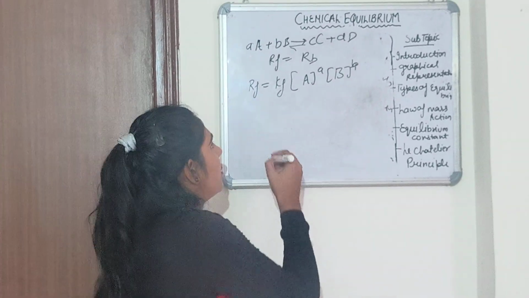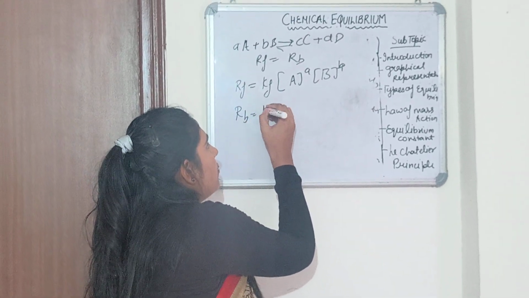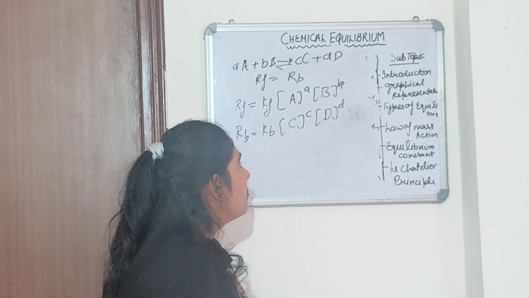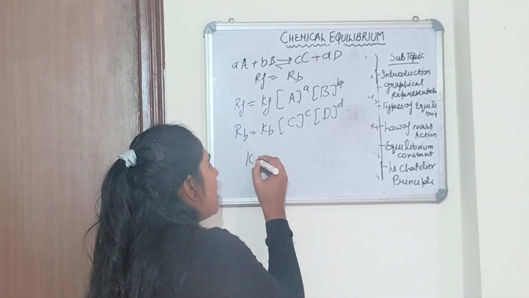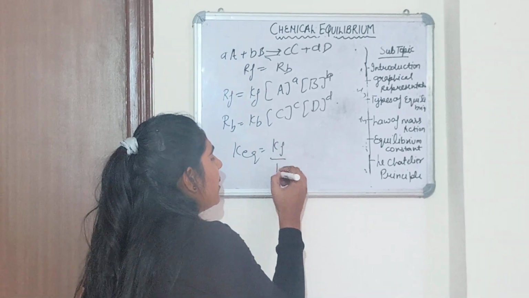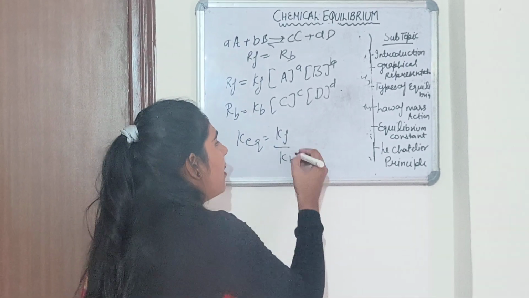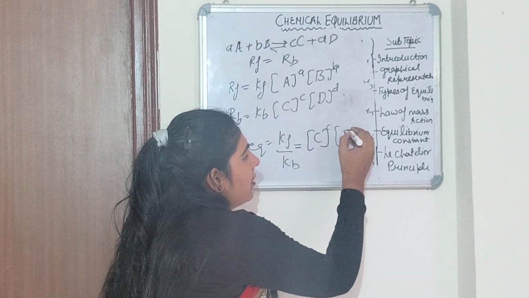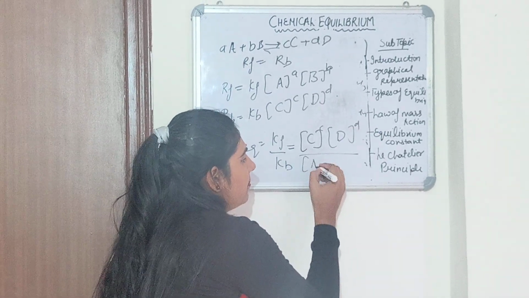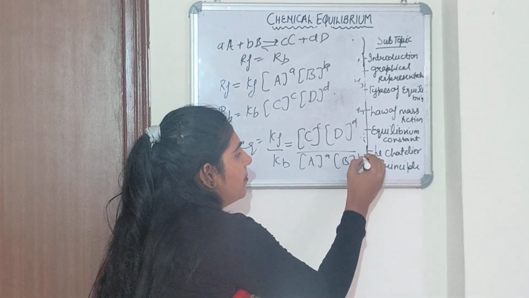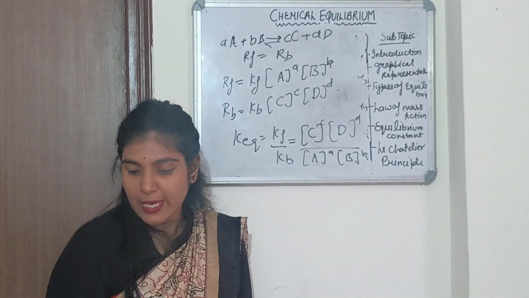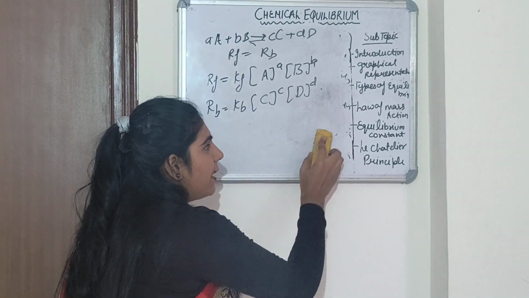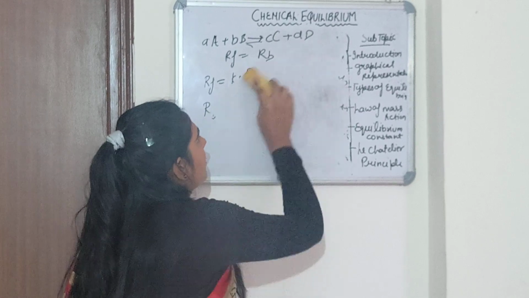Now for the backward reaction, RB is equal to KB times [C] to the power c and [D] to the power d. Now K equilibrium is equal to KF upon KB. So K equilibrium will come out to be the concentration of products divided by the concentration of reactants. Like this. So we can say that the equilibrium constant is directly proportional to the concentration of products.